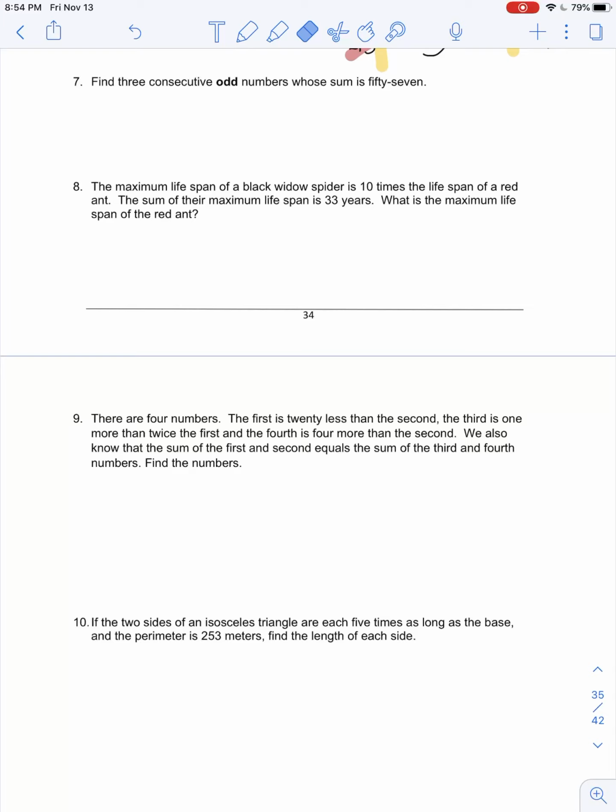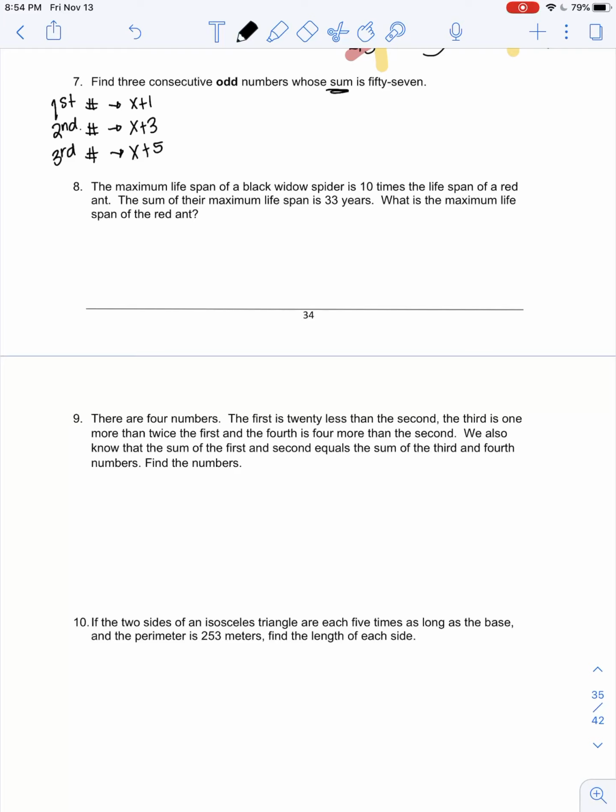Odd numbers are numbers like 1, 3, 5, 7, 9, etc. For our first number, we're going to use x plus 1 to represent our first odd number. Our second number, the next consecutive odd number, would be x plus 3, because 1 and 3 are odd numbers. Our third number would then be x plus 5, because 5 would be the next odd number if you look at 1, 3, and 5.